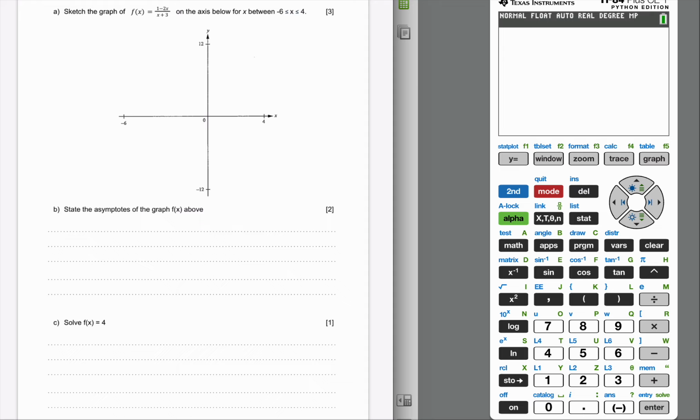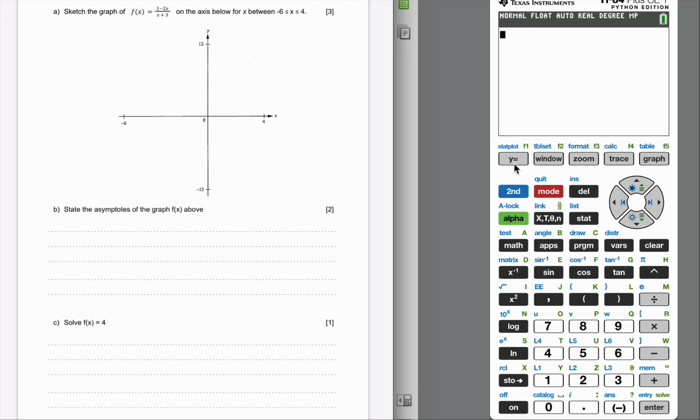We're asked to sketch the graph of (1 minus 2x) all over (x plus 3). And we're told to graph it between minus 6 and 4, which means that the x-axis goes from minus 6 to 4. They've also given us the values of the y-axis, so that's going to make it a little bit easier for us in terms of graphing it on our calculator, because we don't have to guess the window to use.